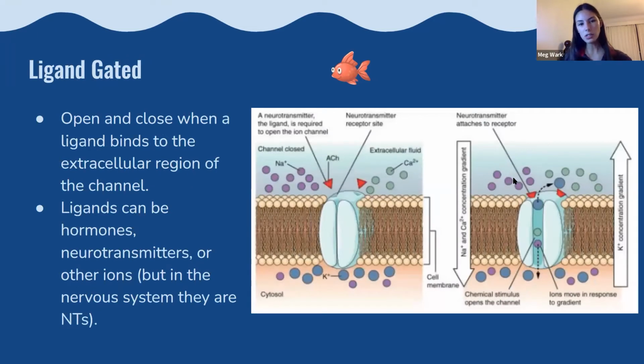Ligand gated channels. These open and close when a ligand binds to the extracellular region of the channel. You can see in these diagrams here, you've got the little red triangle that binds, and that allows the channel to open. Those ligands can be hormones, neurotransmitters, or other ions. But when we're talking about the nervous system, we're using neurotransmitters as the ligands.